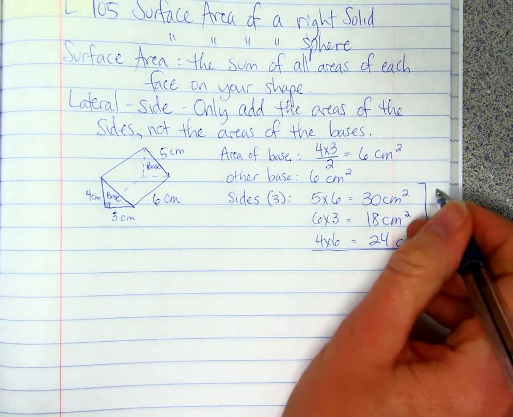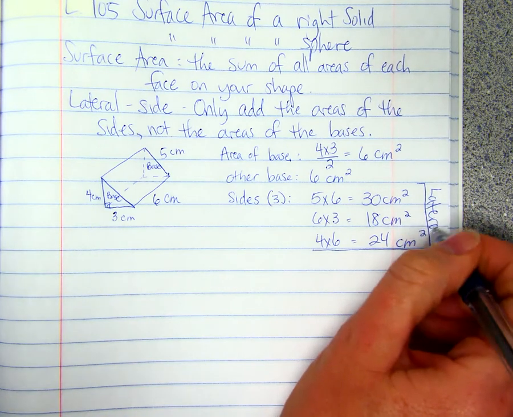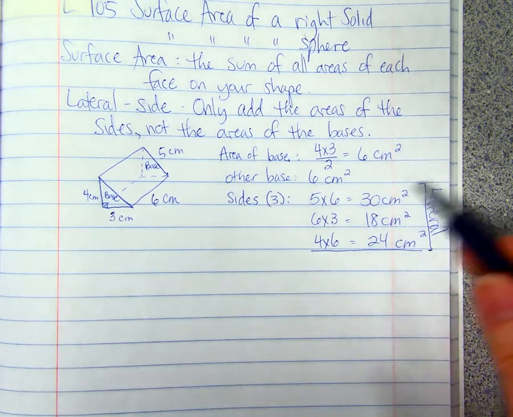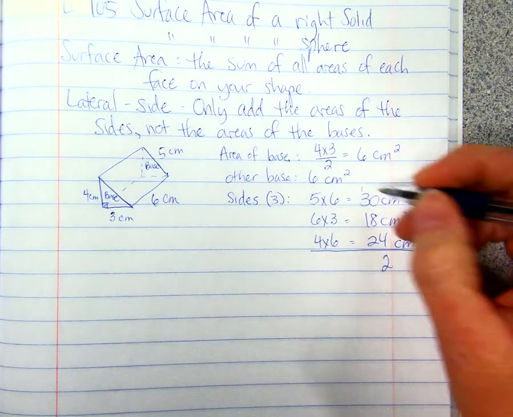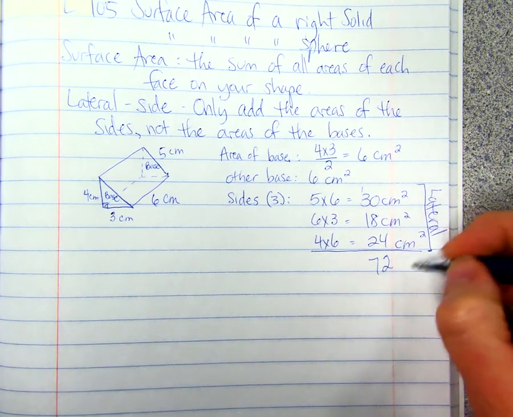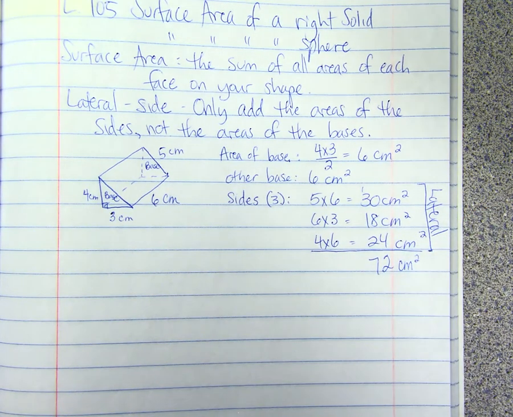So the lateral area is just these 3 added together. So I'm going to write this on the side, lateral. Okay, so the lateral is this. We don't add the bases in for lateral. We add this up and we get 72 centimeters squared.